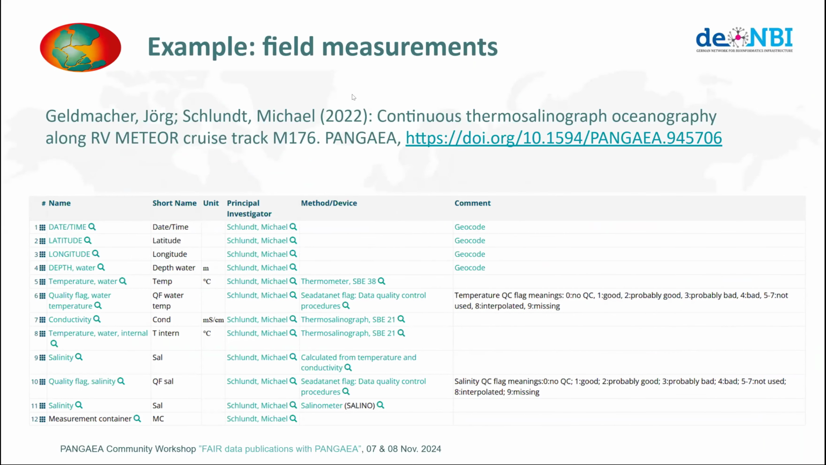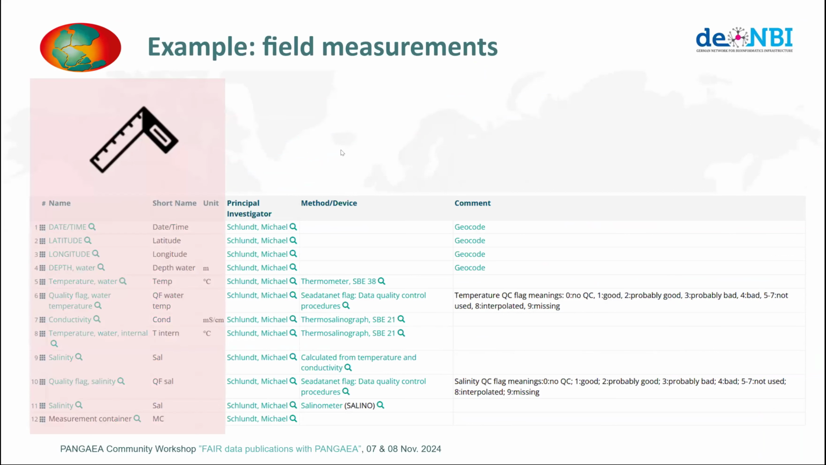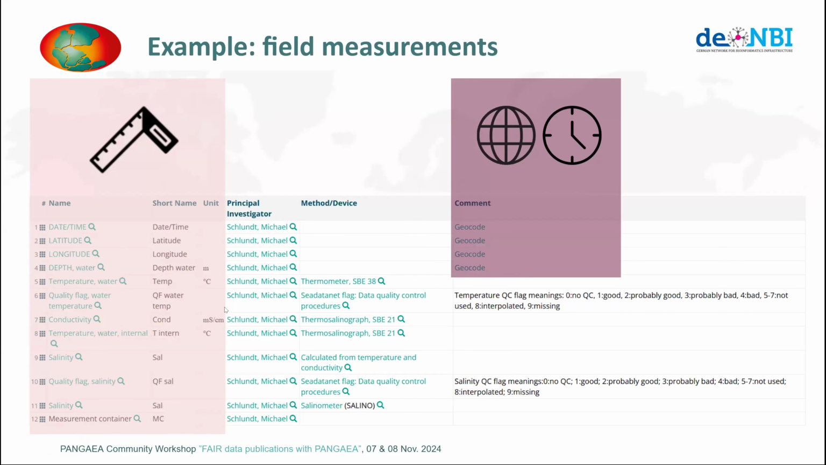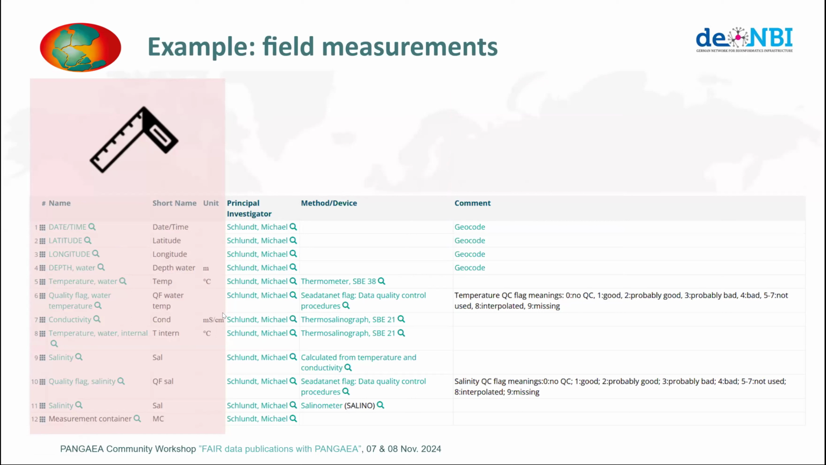Now, zooming in on the parameter table, you can see that it contains the full name of the parameter for each of the columns in the table, and a standardized short name and unit. These are created by us, and these parameter names and units come from our parameter catalog in Pangaea. They are also often connected to external terminologies with links.